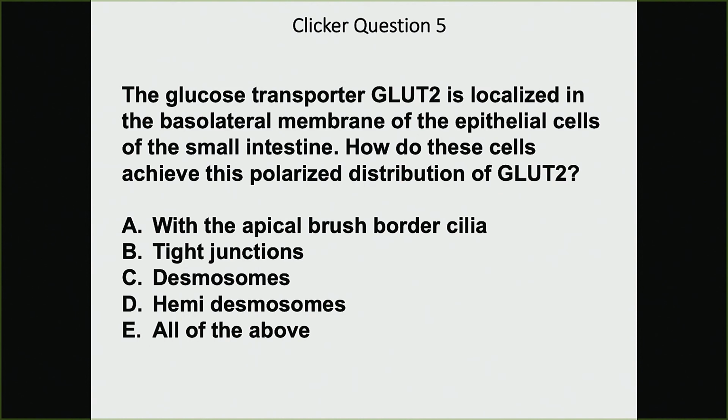15 seconds. Stopping it now. Yep, that is the correct answer. Very good. And that's it, pretty much.